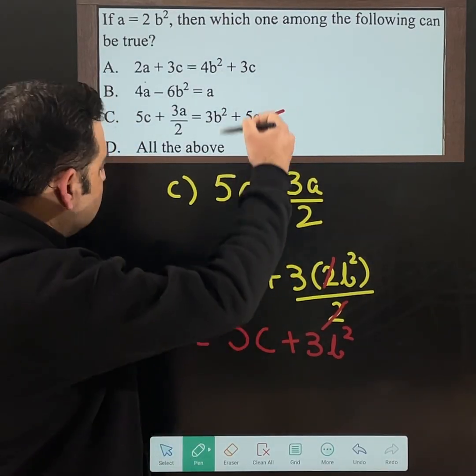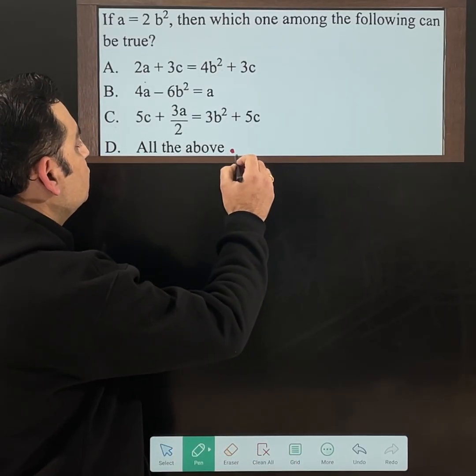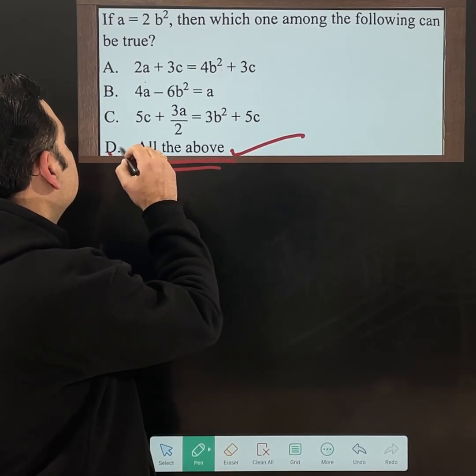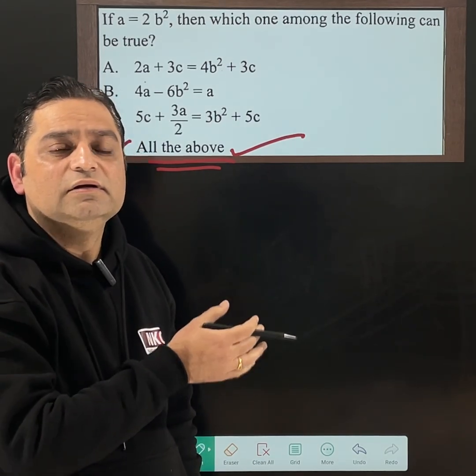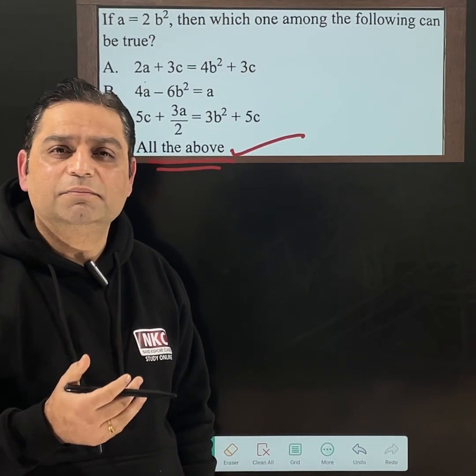That means A, B and C all are true. So D option finally we will select, all the above. This is the correct answer. And this question came in a recent Olympiad exam. That is why we prepared this video.